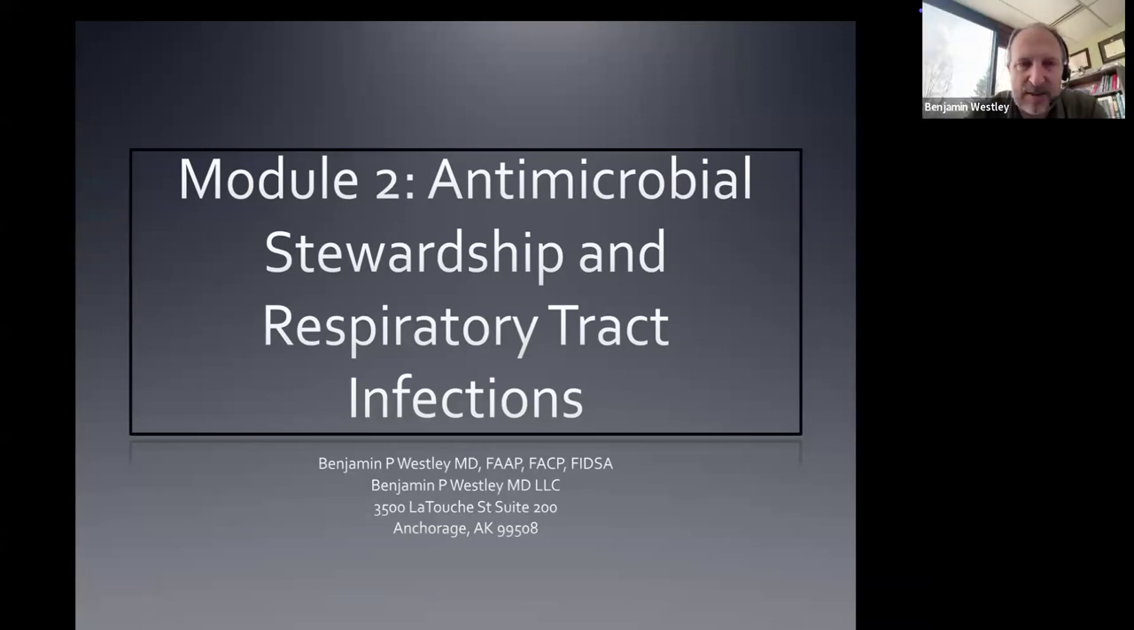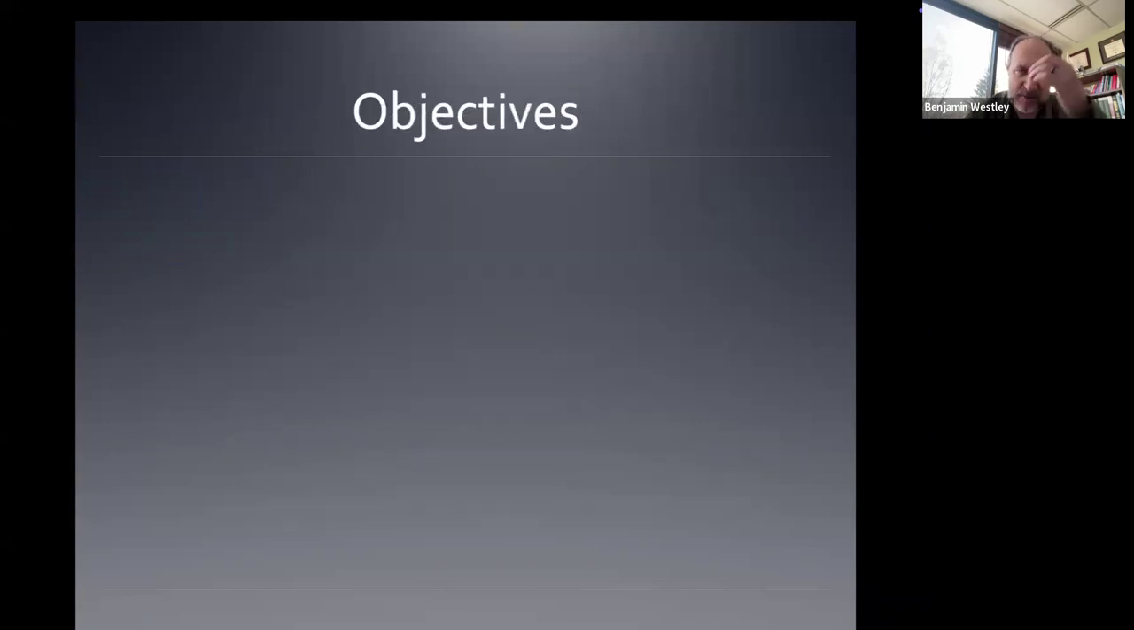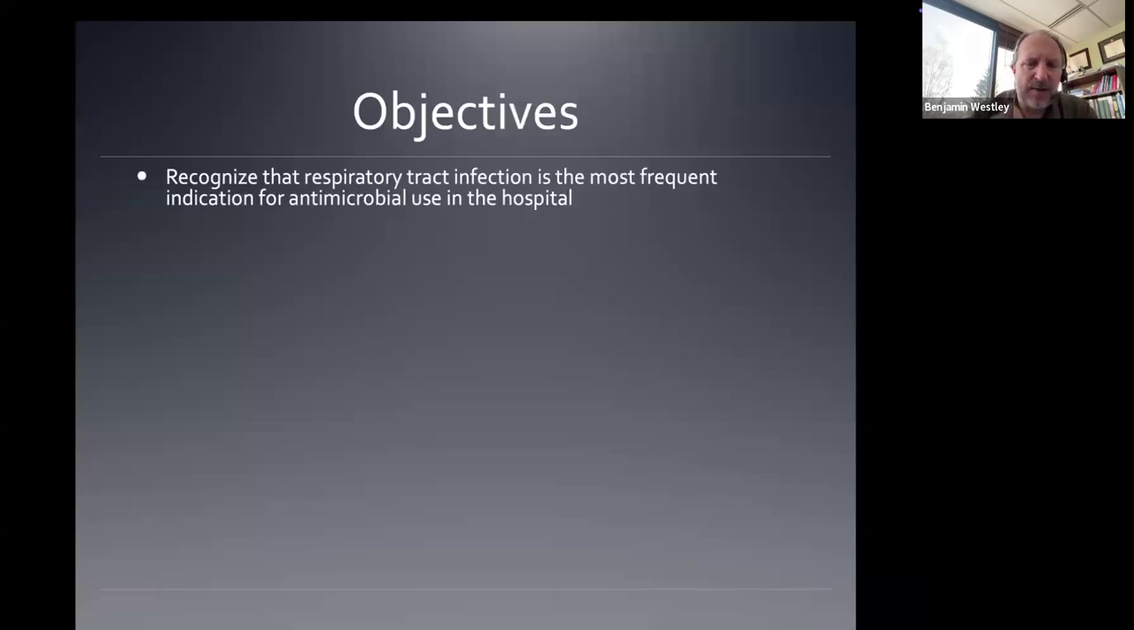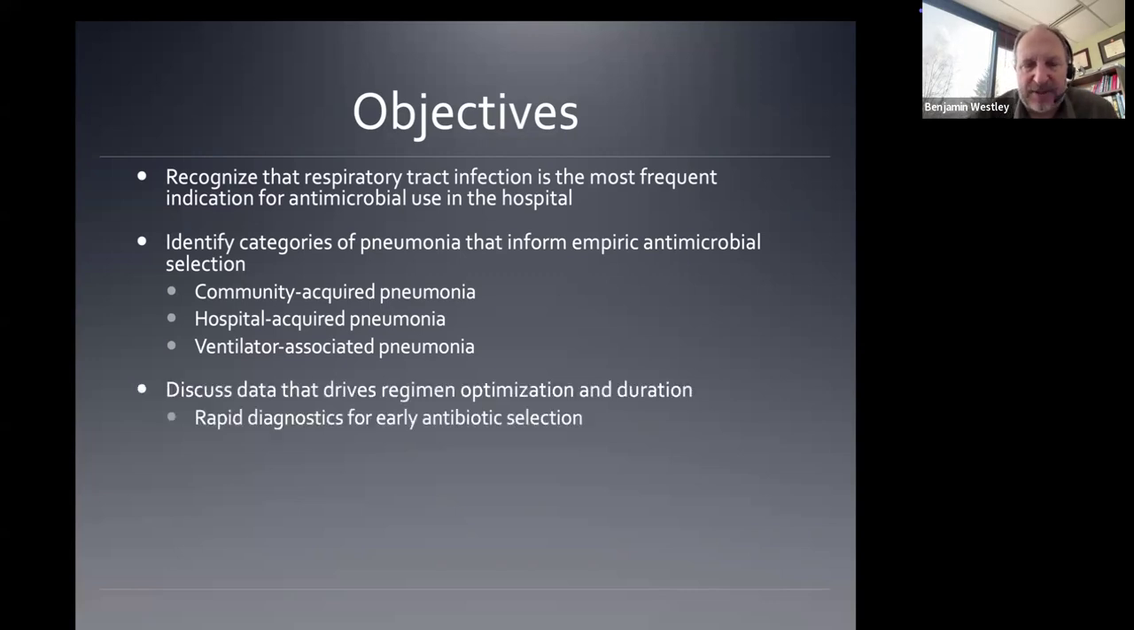Okay, great. Thanks, everyone. So let's get started with Module 2. I'm going to be focusing on respiratory tract infections. Here's the statement and disclosure for today. Our objectives for this module are, first of all, to recognize that this infectious syndrome specifically is the most frequent indication for antibiotic use in the hospital. And it's really the categories of pneumonia that are going to inform us what are the appropriate empiric antibiotics to select. We'll go through all of those today.